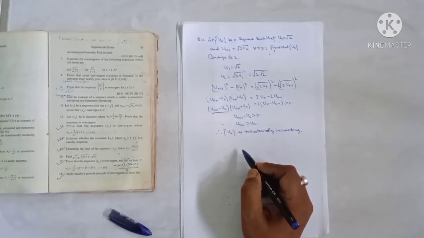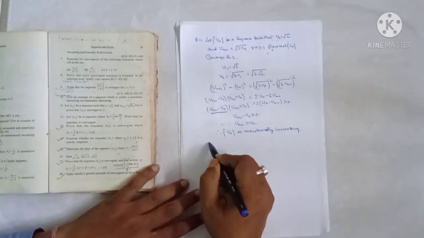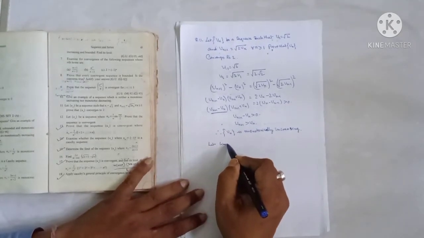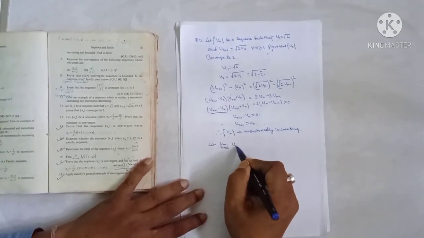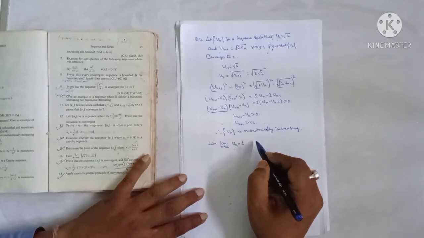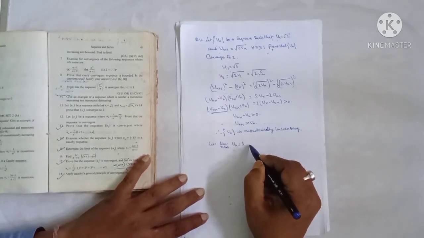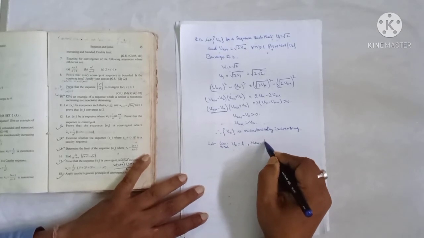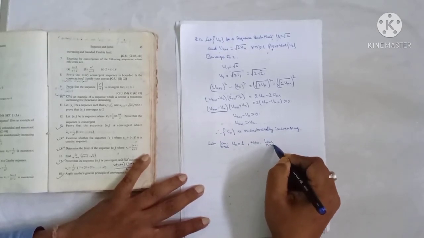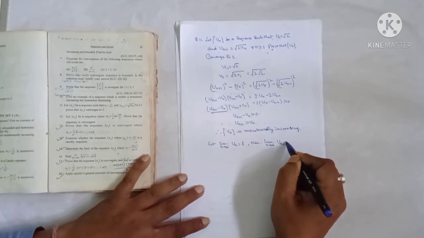And now we have to prove that it converges to 2. To prove that it converges to 2, let the limit as n tends to infinity of un be equal to L, then the limit as n tends to infinity of u(n+1) is equal to L.